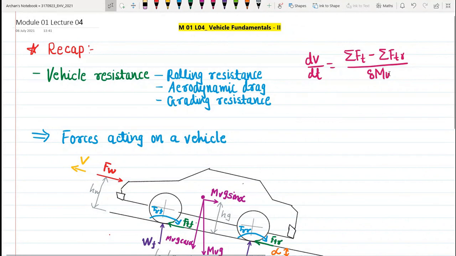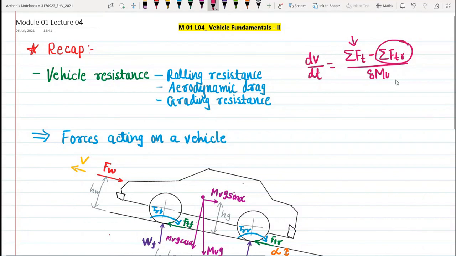And mv here we have considered as the total mass of the vehicle, and δ represents the mass factor, which is nothing but the effect of rotating components in the powertrain. So whenever we apply the total tractive force, we are subtracting this much amount of force because of the resistance. And we have seen there are three types of resistance: rolling resistance, aerodynamic drag, and grading resistance. We derived the equations for these particular resistances.